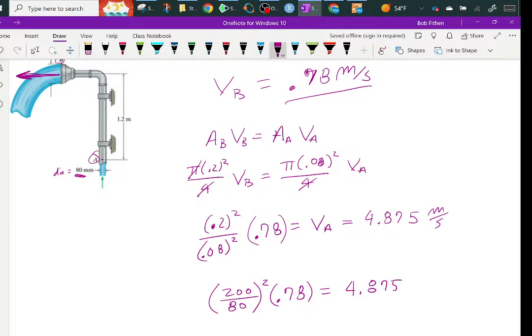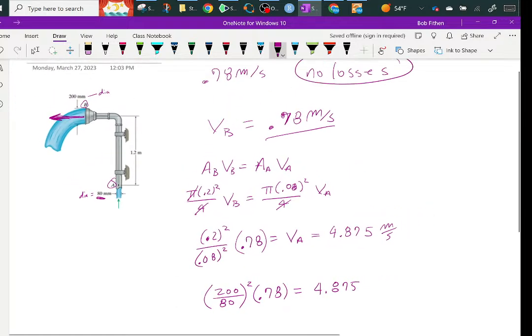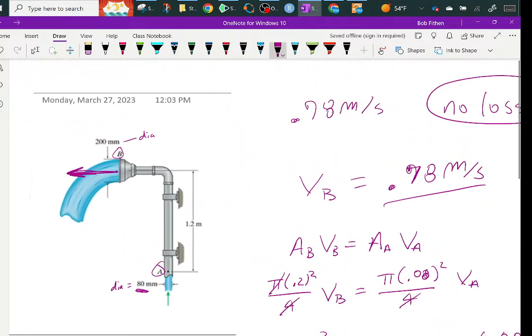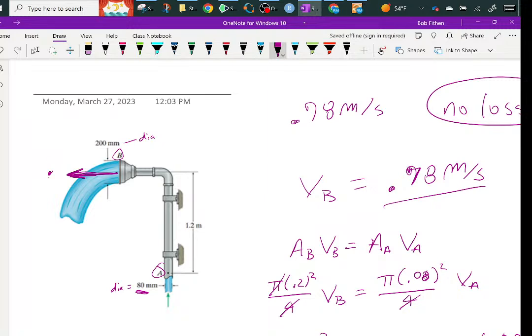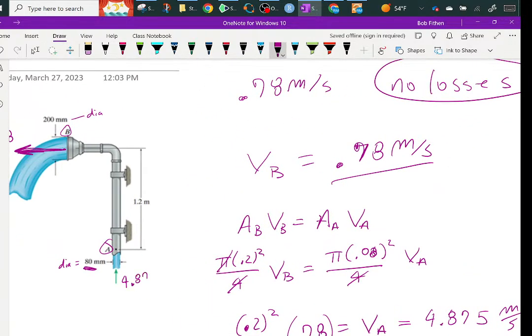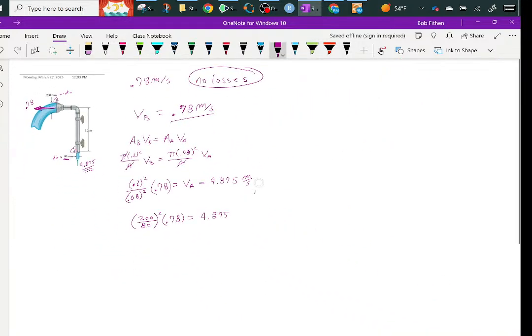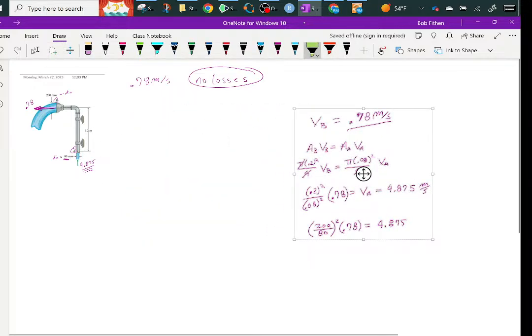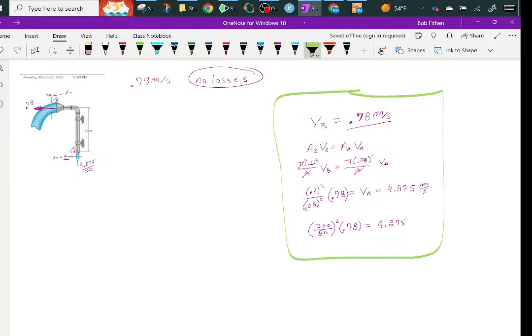So now that I've got that, I've got 0.78 over here, 4.875 over here. Now I got that. I'm going to take this stuff and move it kind of to the right, put a big green box around it, say continuity, and then go back to this thing.